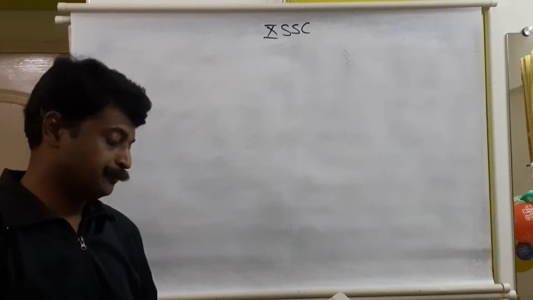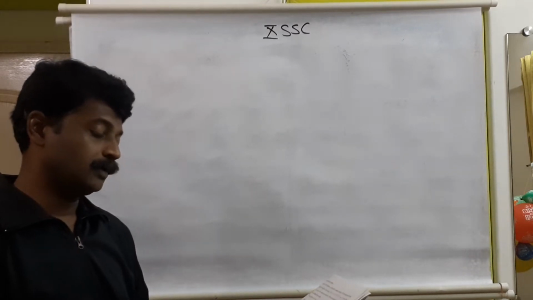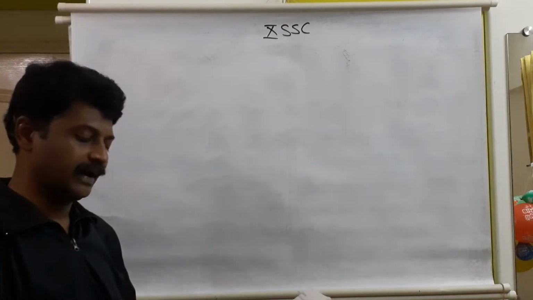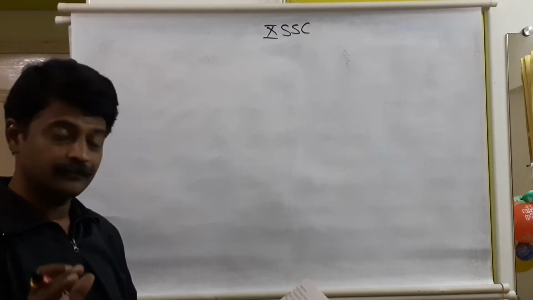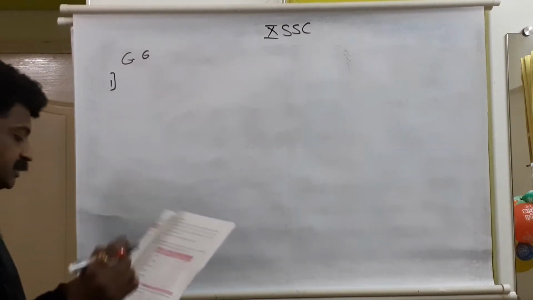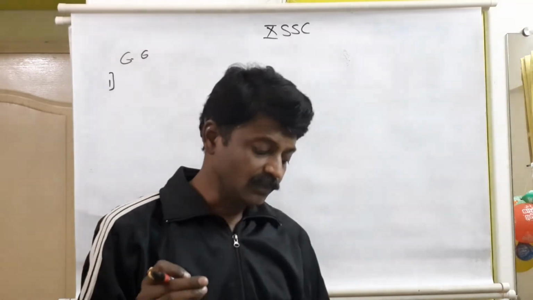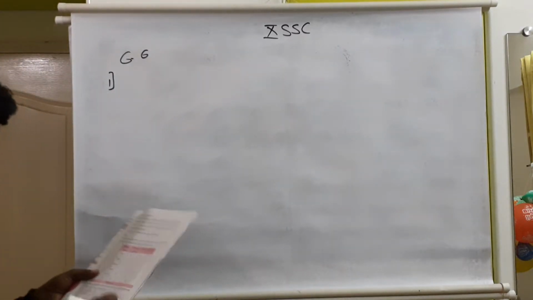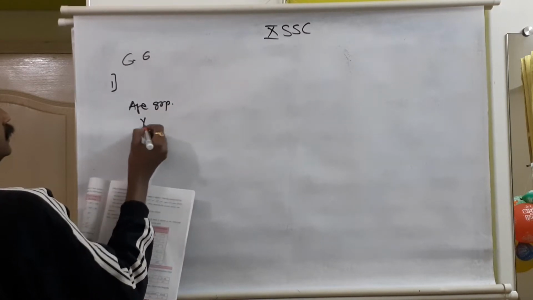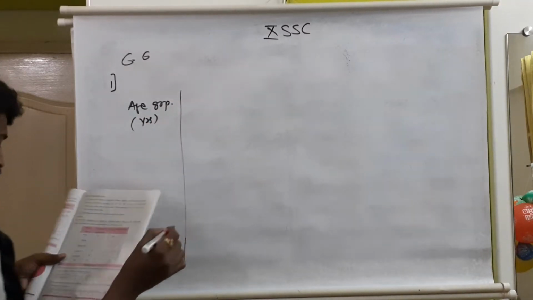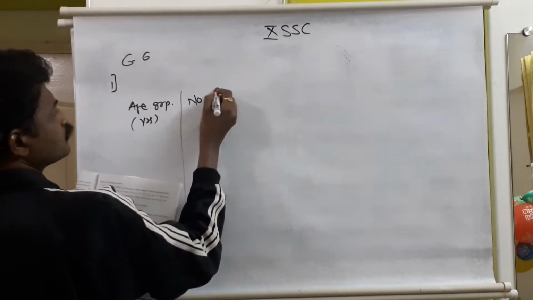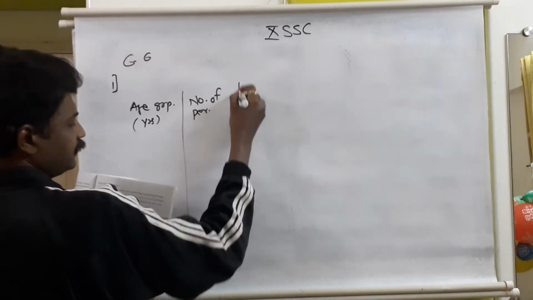So first question: the age group and number of persons who donated blood in a blood donation camp is given below. Draw a pie diagram from it. So first we will form a table. 6.6, question number 1. What is given to us? Age group in years, that is nothing but the class. Then second is the number of persons, that is nothing but the frequency.